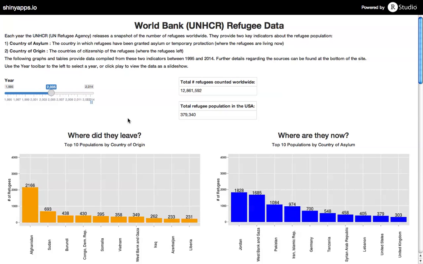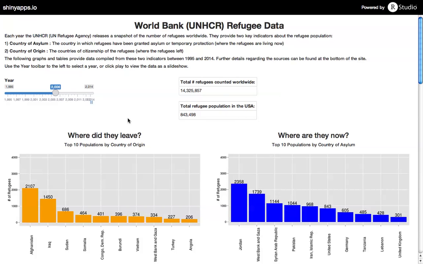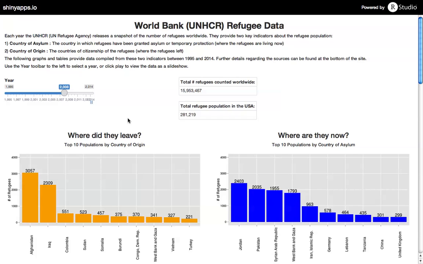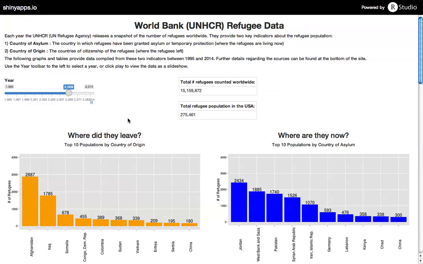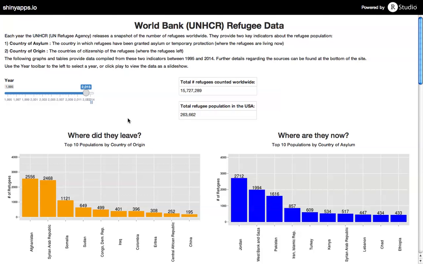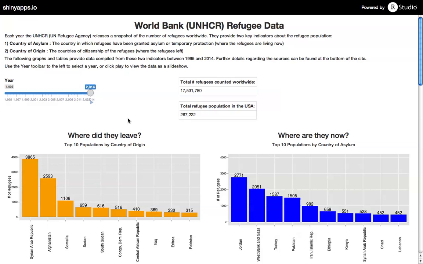In 2006, we also start to see a growing population of refugees leaving Iraq. You'll notice that Syria did not have many refugees leaving, but was actually one of the top destinations for refugees, granting asylum to a population of around 1.5 million refugees. This all starts to change in 2012, when the population of refugees leaving Syria grows to 729,000, then to 2.4 million, and finally to 3.8 million in 2014.